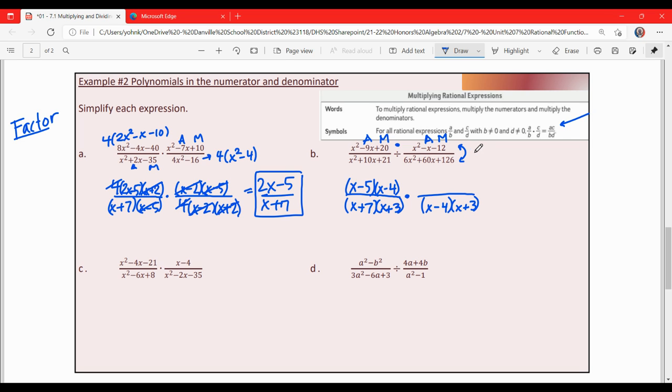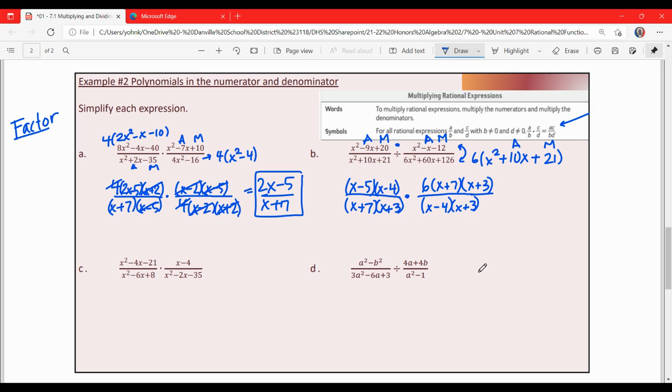But on the bottom, there's a 6 in common, so let's take that out. I'm left with x squared plus 10x plus 21. So now we're going to drop the 6 down, and then we're going to factor. We've got the x here and the x here. We add to get 10 and multiply to get 21. So we've got a +7 and a +3.